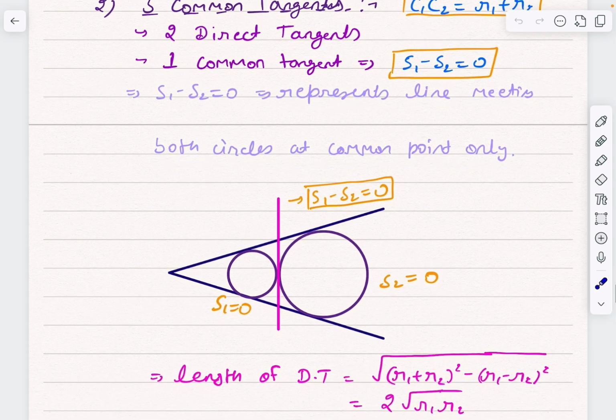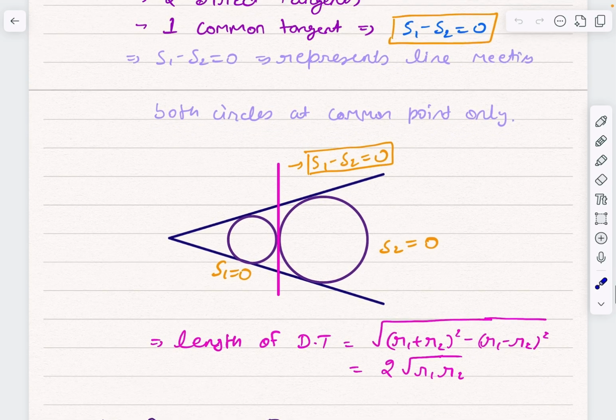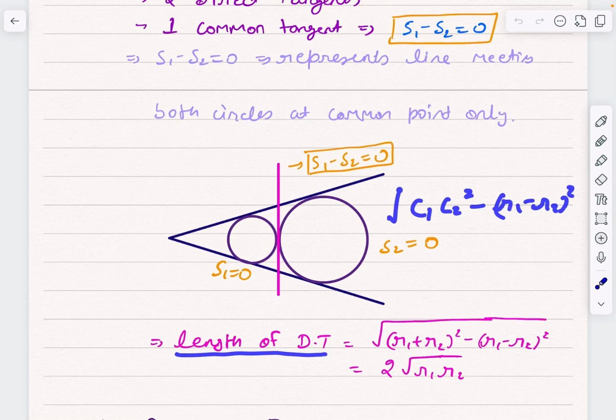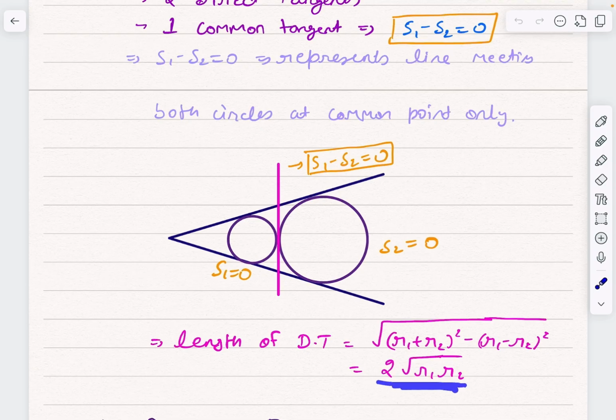Okay, one more important thing here. The length of direct tangent here. The formula I told you was square root of C1C2 square minus R1 minus R2 square. In this case, C1C2 is R1 plus R2. So you get R1 plus R2 square minus R1 minus R2 square. When you simplify, you get 2 root R1R2. This will also be important in many problems when the circles touch each other. For the length of direct tangent, I'll just use this formula directly, 2 root R1R2. Okay, guys, next.